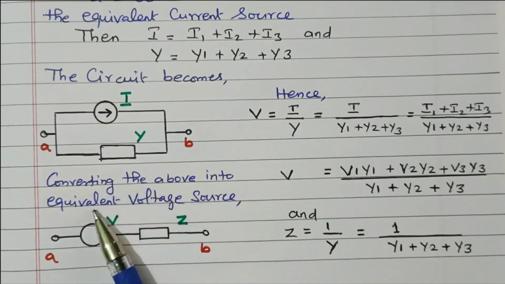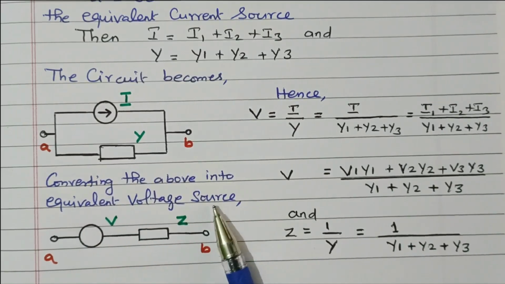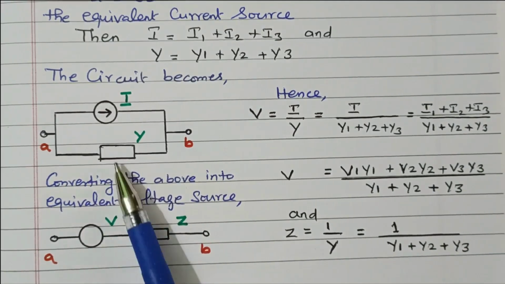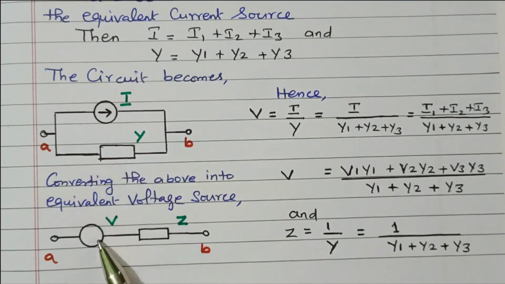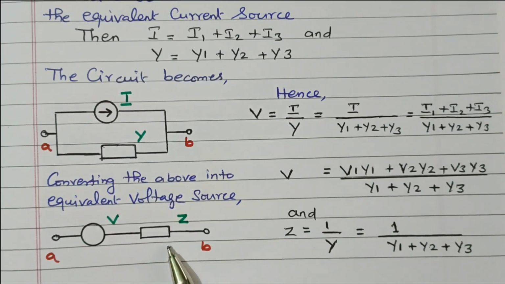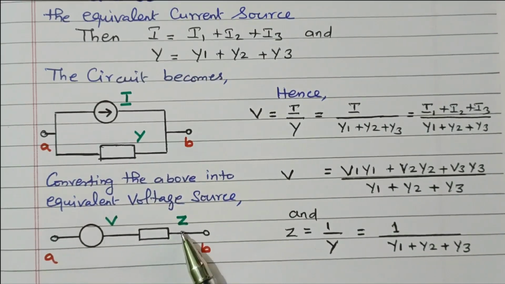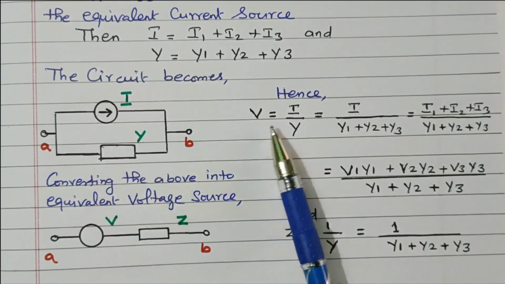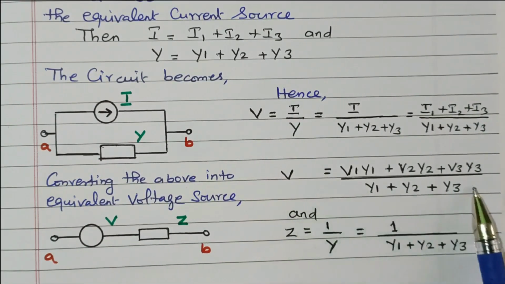Converting the above into an equivalent voltage source. Voltage source means impedance is connected in series with the voltage source. Current source means connected in parallel. So we have V and Z. How will you calculate this Z? V is already calculated. V equals I by Y. So this is the formula.